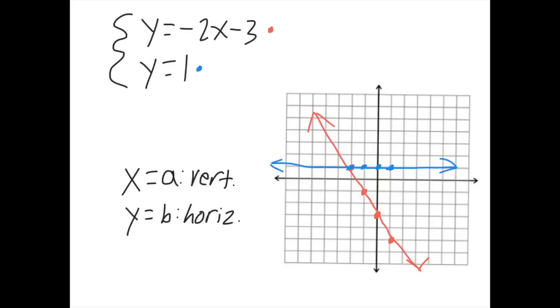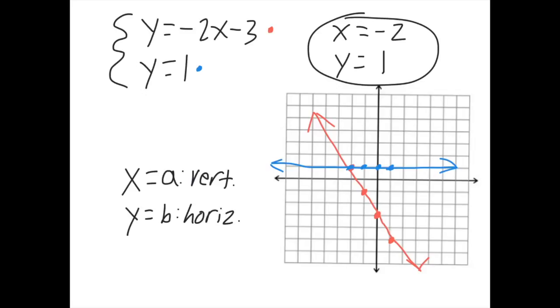And for our answer, we need an x and a y, just like usual. So our x was 1, 2, so negative 2. And our y is 1. By the way, we actually already knew the y because it was already given to us as 1. So x equals negative 2, y equals 1.